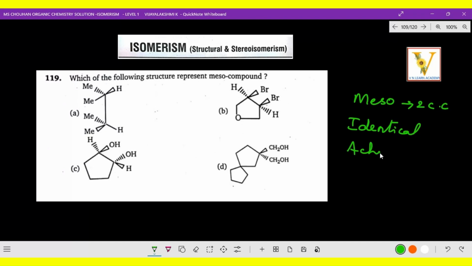A chiral compound has non-superimposable mirror images, but a meso compound has superimposable mirror images. So these are all the points applicable for meso. Let us check whether these points are applicable here or not.